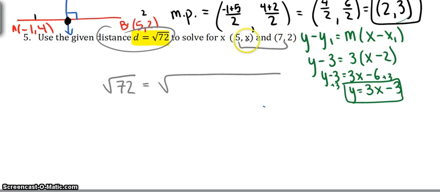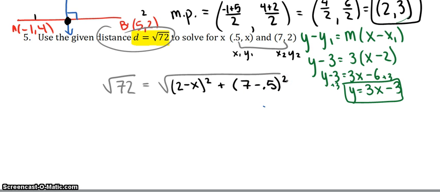I always like to label my coordinates before I plug them in. Now, it doesn't matter that this is an x here. I'm still going to call this x1, y1 because it's in the y position, and this is x2, y2. So now I can plug those in and get 2 minus x, and then I square it, and I add the difference of my x's, 7 minus 0.5, and I square it.